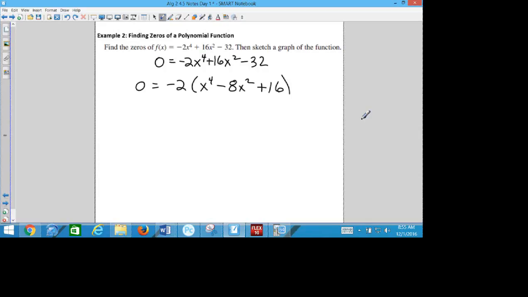Excellent. I see good stuff happening on your papers. How do you factor 3 terms? One thing repeated. So repeated. Yeah. So what's your insight?